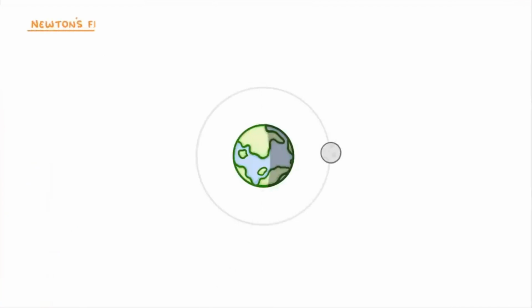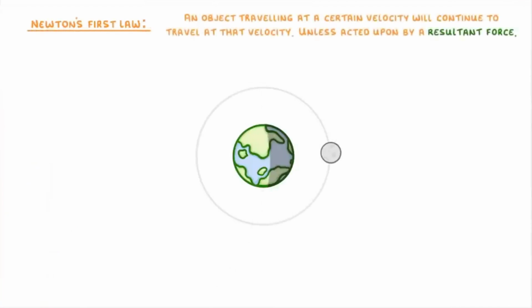Well, we know from Newton's first law that an object travelling at a certain velocity will continue to travel at that velocity unless it's acted upon by a resultant force. So if the Moon is travelling in this direction at 1023 meters per second, which we call its instantaneous velocity, then it should continue to travel in this direction and at this speed forever.